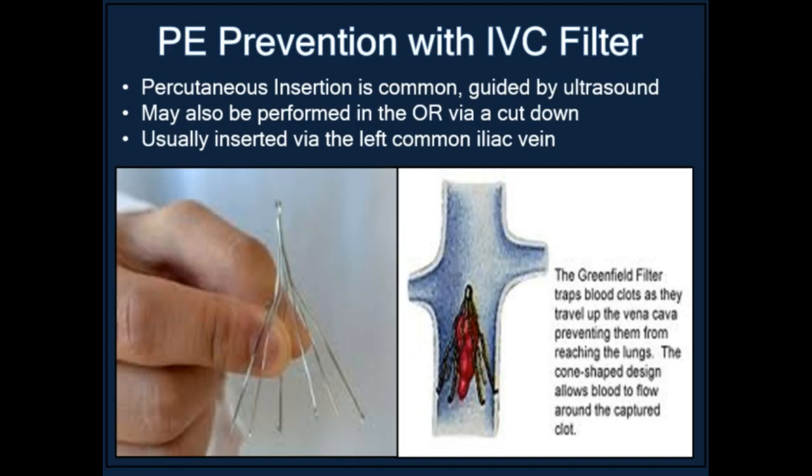It is percutaneously inserted under ultrasound guidance or may be placed in the OR via a cut-down. It is usually inserted via the left common iliac vein above the observed blood clot. If an embolus gets trapped in the filter, blood still flows around it until the clot can be cleared by either anticoagulant drugs, if the patient is able to be treated with them, or an endovascular catheter.